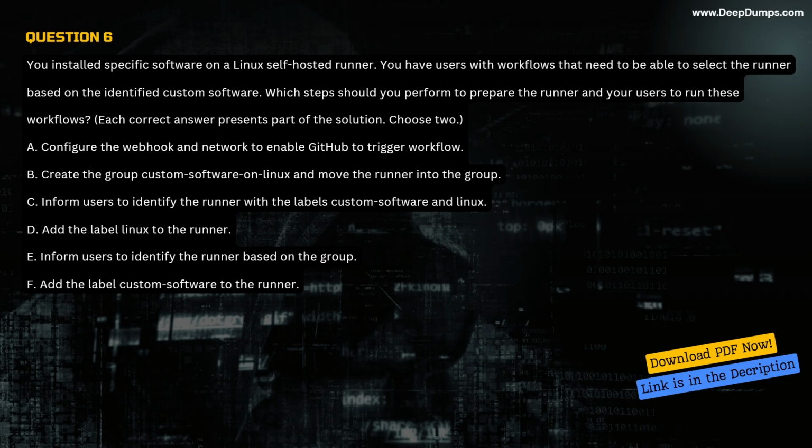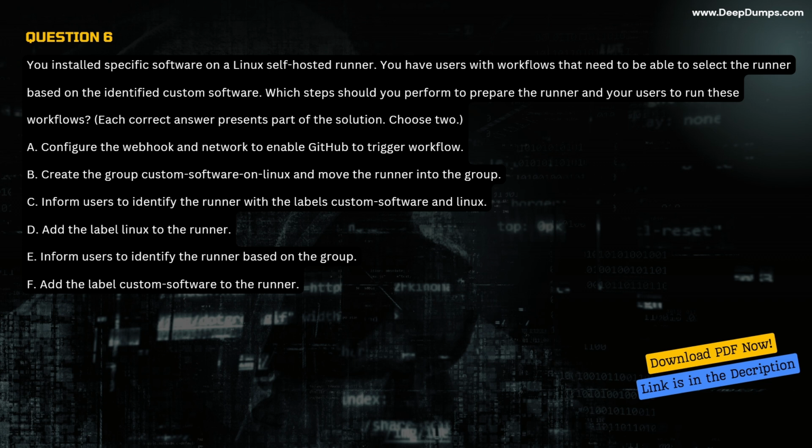Each correct answer presents part of the solution. Choose 2. A. Configure the webhook and network to enable GitHub to trigger workflow. B. Create the group custom software on Linux and move the runner into the group. C. Inform users to identify the runner with the labels custom software and Linux. D. Add the label Linux to the runner. E. Inform users to identify the runner based on the group. F. Add the label custom software to the runner.